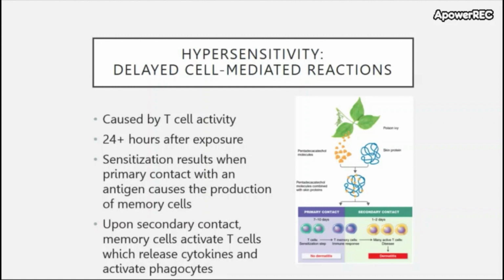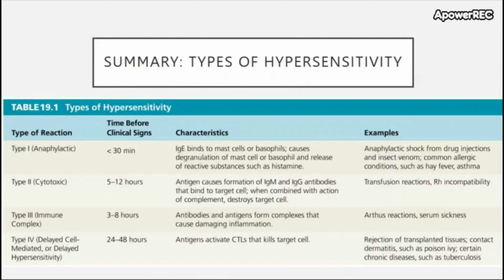So let's do a little bit of a review. Now, this table is an excellent table for you to cut out and study or review as often as you'd like. We have the 4 different types of reactions. We have how long it takes for the clinical symptoms or signs to occur. We have the key characteristics, and then we have some examples.